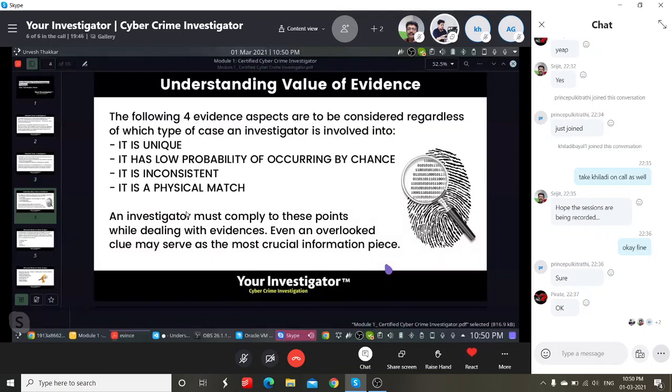An investigator must comply with these points while dealing with evidence. Even an overlooked clue may serve as the most crucial piece of information.